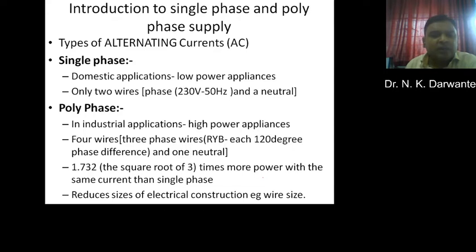One is the red wire, another one is the yellow, and another one is the blue. Okay, RYB. And every supply through the red wire, yellow wire, as well as the blue wire has a phase shift. Now as the three phase shifts are available, it is known as the three phase supply. And along with that, we have a fourth wire, that is the neutral. Okay, then the square root of 3, that is 1.732 times more power with the same current than the single phase supply. Means it is more efficient.